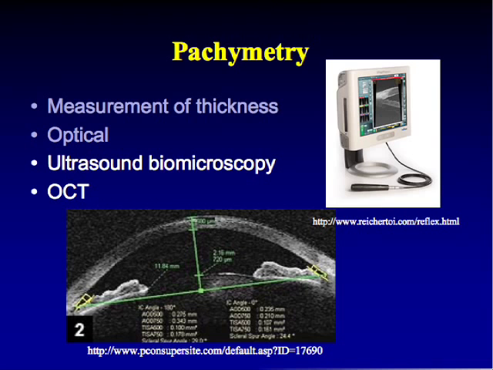Now this is generally done with either ultrasound biomicroscopy or even anterior segment OCT. You get a much better measurement of corneal thickness, endothelial thickness, etc.